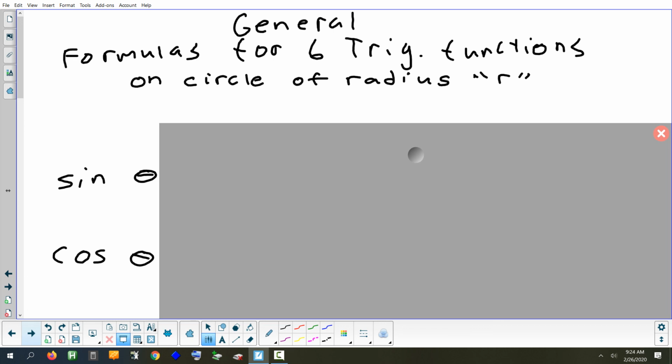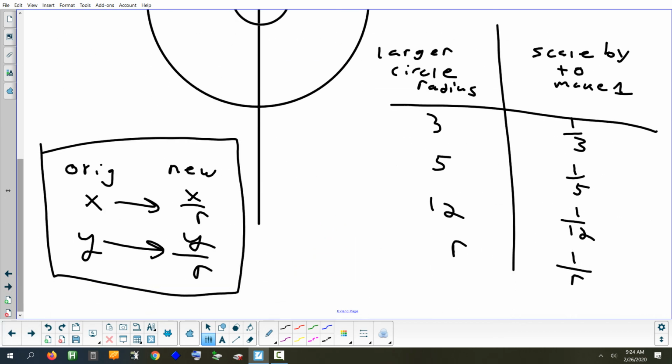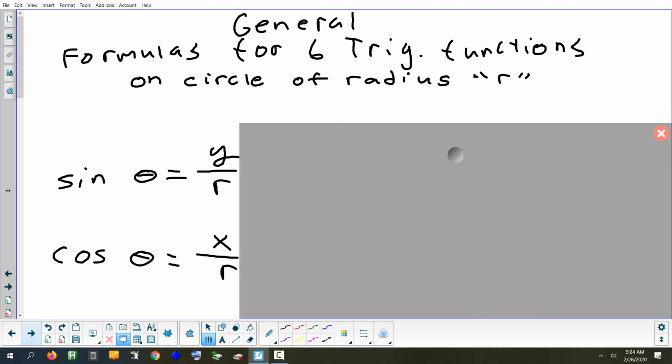So, what did we have for sine originally? What letter? Y. And I said to take y and replace it with y over r. For cosine, we had x. We're going to replace x with x over r.